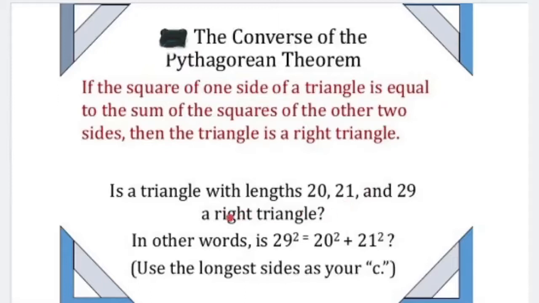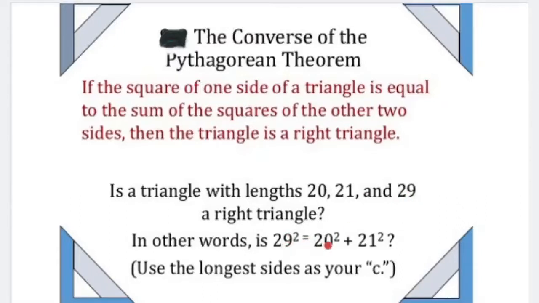For example, you can see here is a triangle with lengths 20, 21 and 29. Is it a right triangle? So here we have a triangle with sides 20, 21 and 29. For checking whether the triangle is a right triangle or not, we have to use the converse of Pythagoras theorem. So here the longest side is 29. This we will consider as hypotenuse. So here you have to check it.